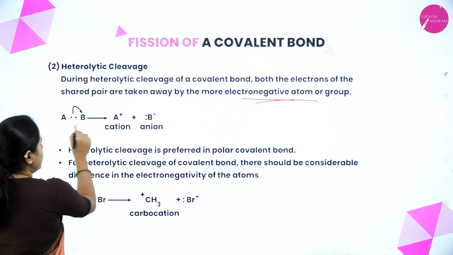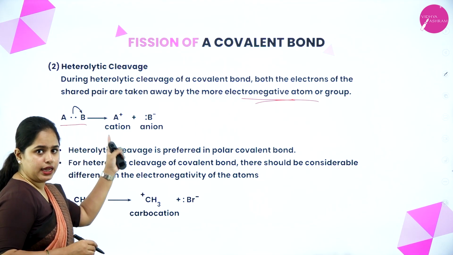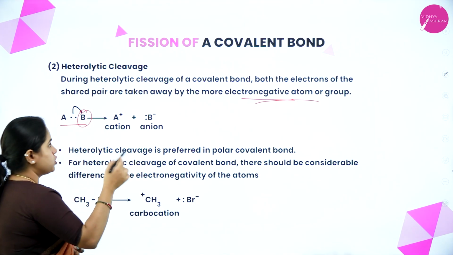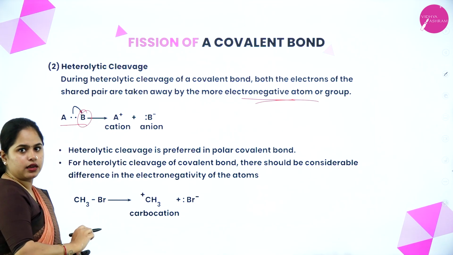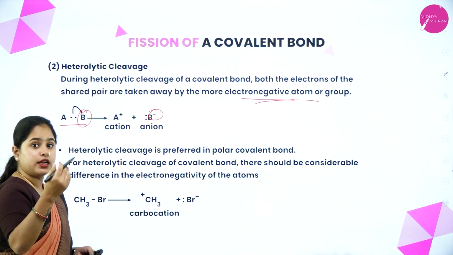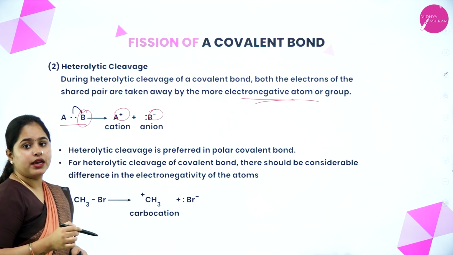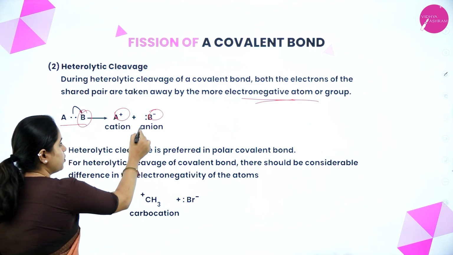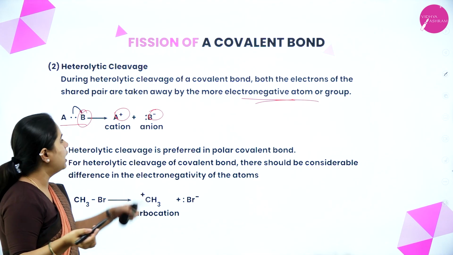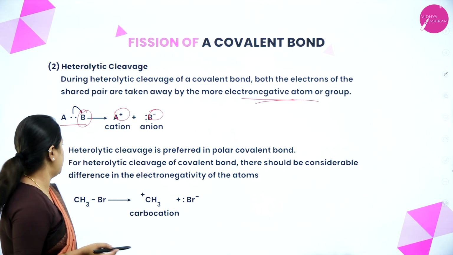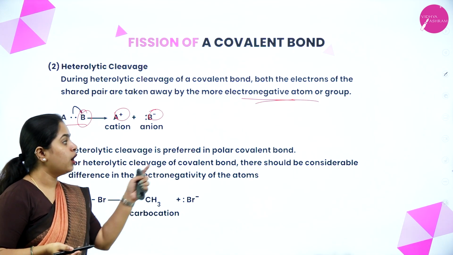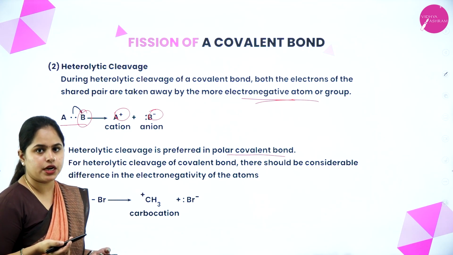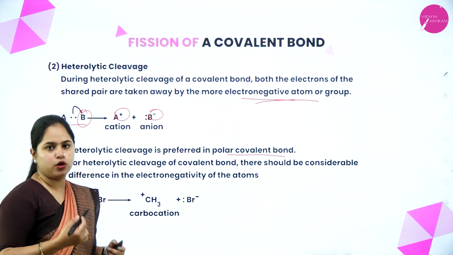As you can see in this example, atom A and atom B are sharing two electrons. Now B is the more electronegative atom, so B will take these two electrons. It gets a negative charge and becomes an anion, and A becomes a cation. The shared pair of electrons is completely taken by B, and A is left with a positive charge, right? Heterolytic cleavage is preferred in polar covalent bonds. Why? Polar covalent bond means there is an electronegativity difference, so in such cases you can observe heterolytic cleavage.